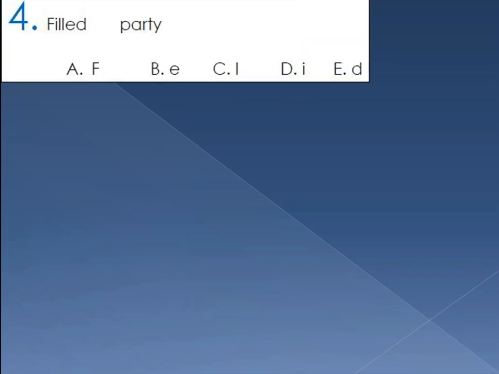Now, question 4. It's filled and party. Have a look at your options. There's F, E, L, I and D. That's all the options really, because there's two L's. So could it be F? And again, move it over. This becomes illed. And where could you put an F in here? Parfy wouldn't make sense. So it can't be F. Let's have a look at E. Filled. Filled.